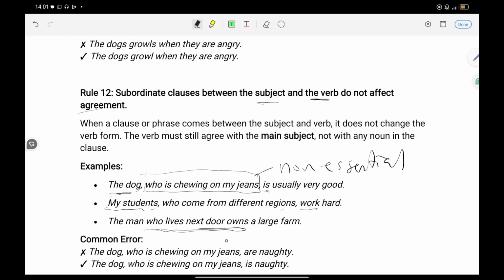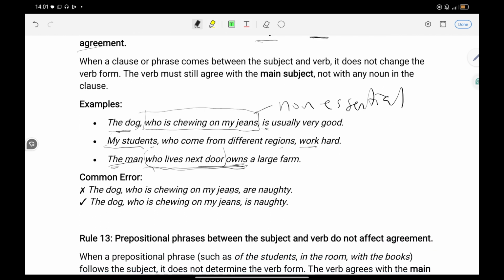So the man who lives next door owns a large farm. It is still the man owns a large farm. The verb has to agree with the subject in spite of the subordinate clause there. Okay? So the clause does not change the verb form. Look at this. The dog who is chewing on my jeans are naughty. This is wrong because are does not agree with the dog. It is the dog who is chewing on my jeans is naughty.